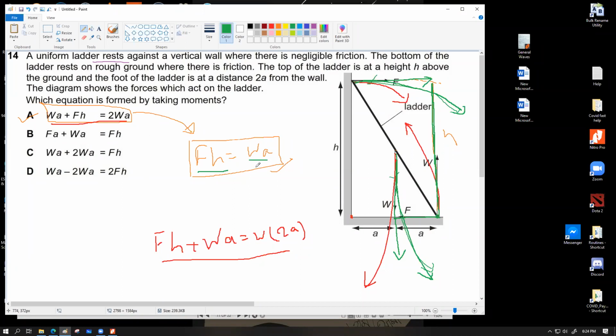বুঝে গেছে? Oh, it is in equilibrium. That's why the two moments are equal. Yes.